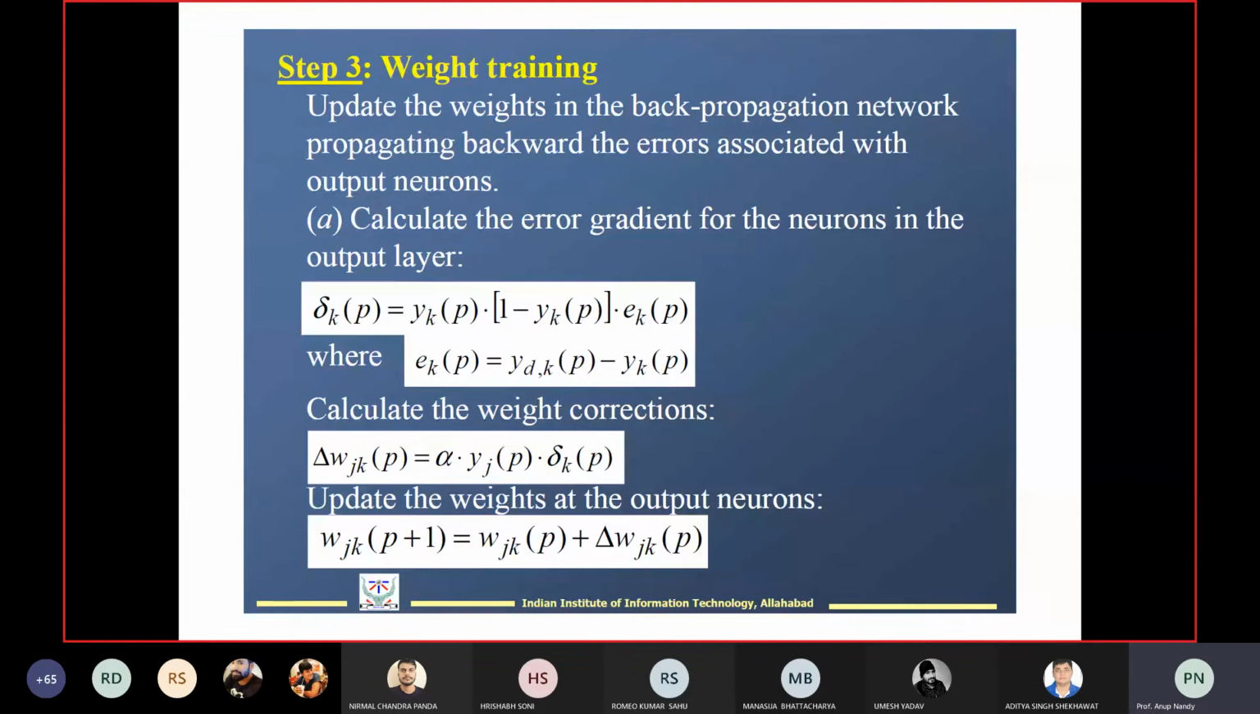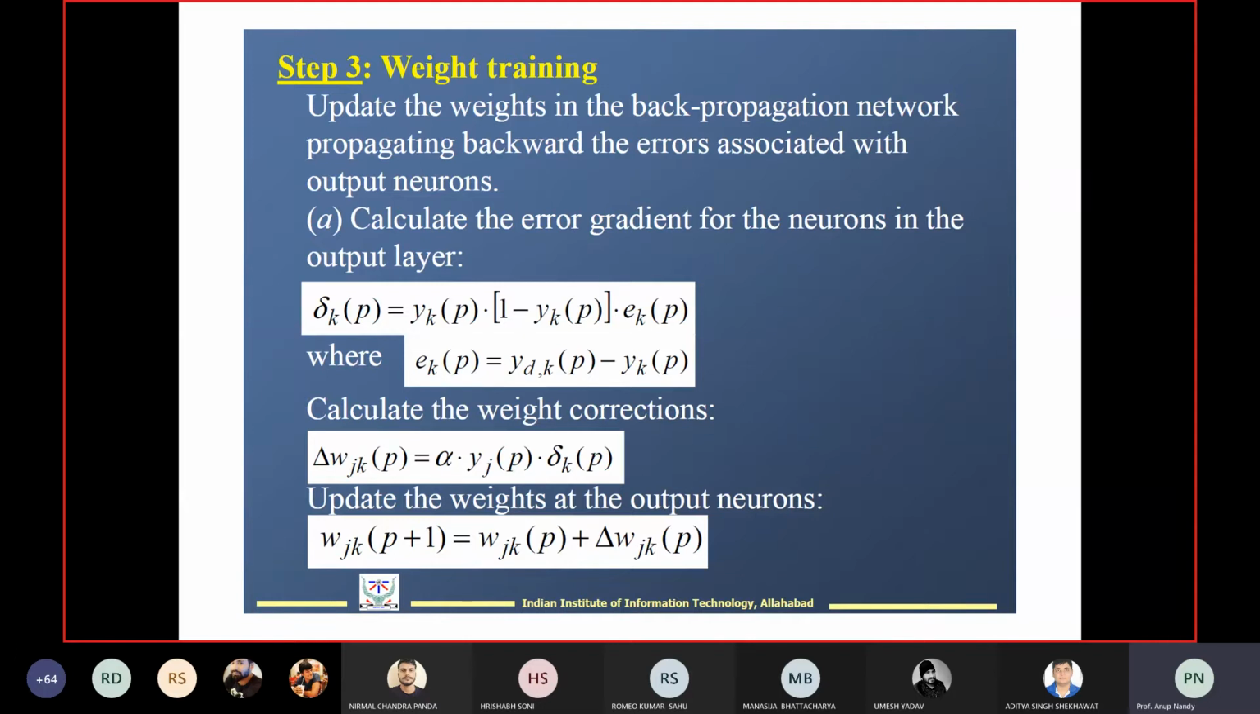Yj into p. So what is yj? It is the jth neuron output in the hidden layer. And what is p? p is the epoch. Into delta kp, where delta kp is the error gradient of the kth neuron in the output layer. So these are the formulas: alpha into yjp into delta kp.